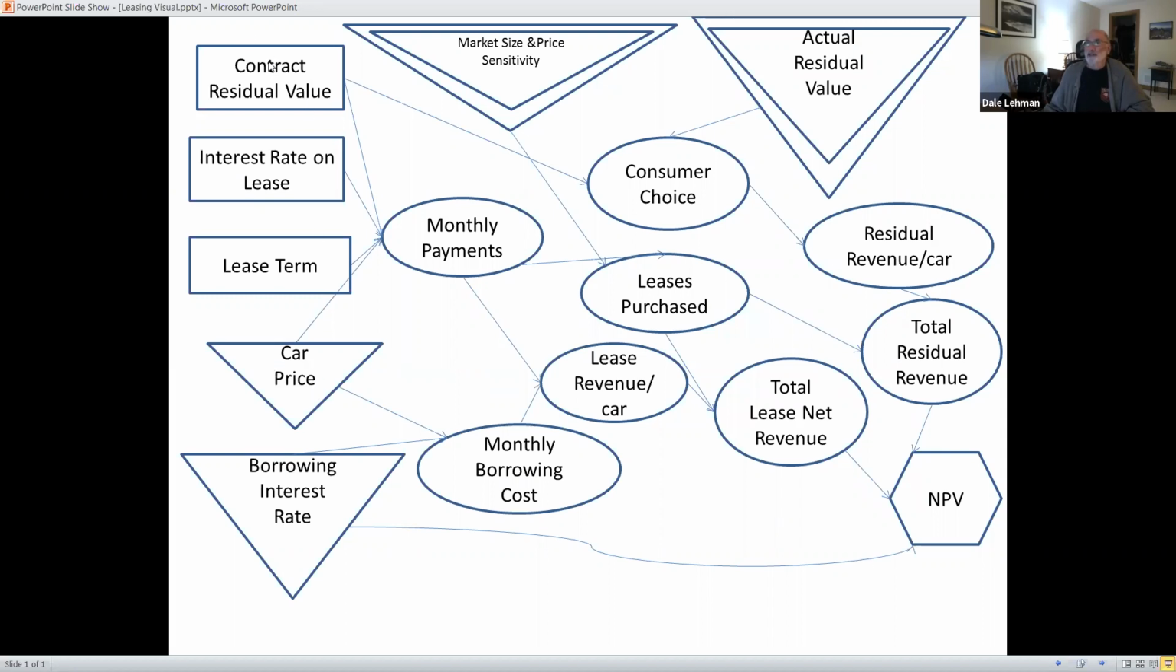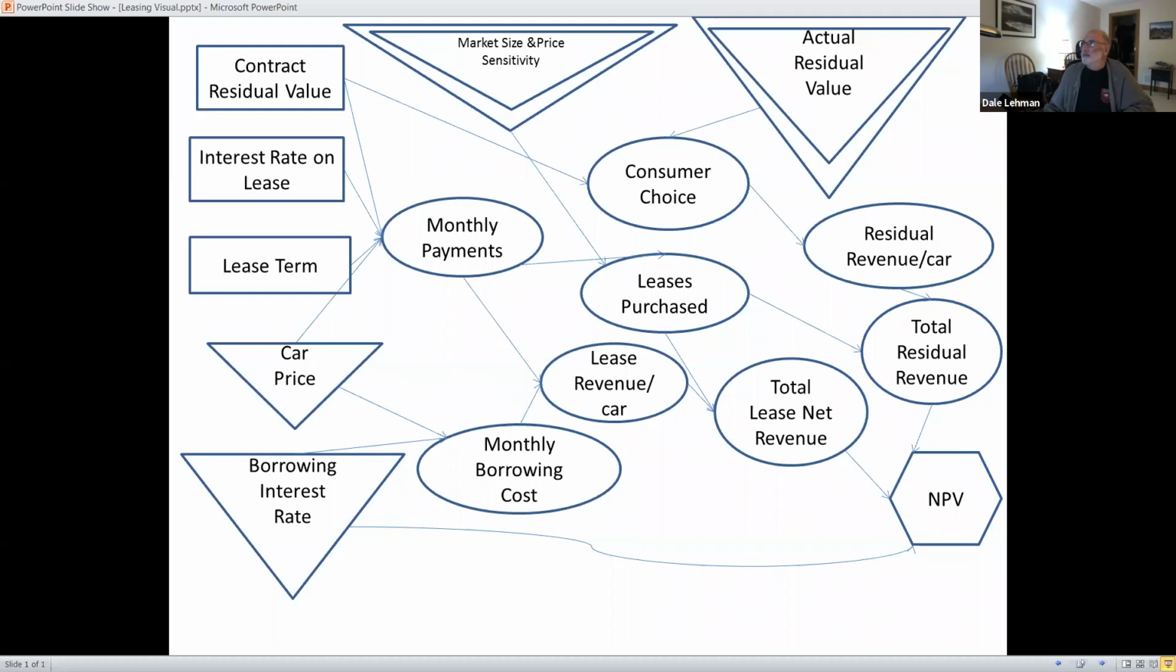I'm missing an arrow actually. We need the contract residual value connected to this. If we know what the price of the car is and the contract residual value, combined with the borrowing interest rate, that will tell us what our monthly borrowing cost is. How much do we have to spend every month to borrow the money to buy the car that we are leasing to somebody? And that monthly borrowing cost combined with the monthly payments we get from the customers determines our net lease revenue per car. Combined with the leases purchased, that gives us the total net lease revenue that we get.